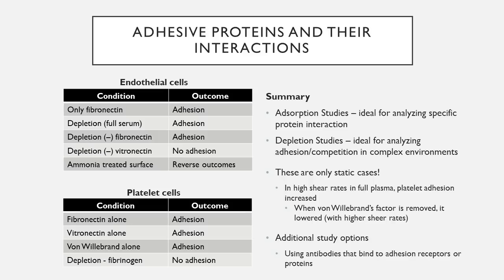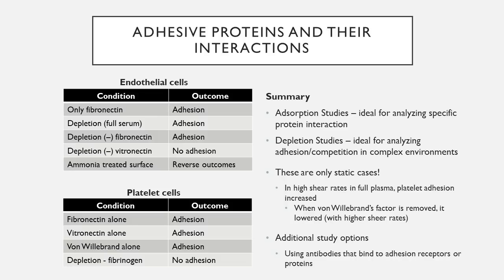So there are cases where we want to study just specific protein interactions with cells alone, and there's also cases where we want to look at complex environments like ones that we would see within the body. And remember, some of these hypothetical scenarios that I outlined are only in static cases, right? If we have higher shear rates, like we might see in arteries, we're going to potentially see completely different results.